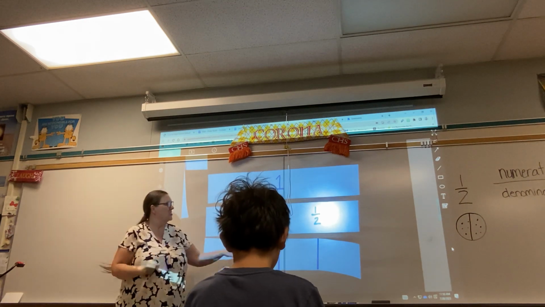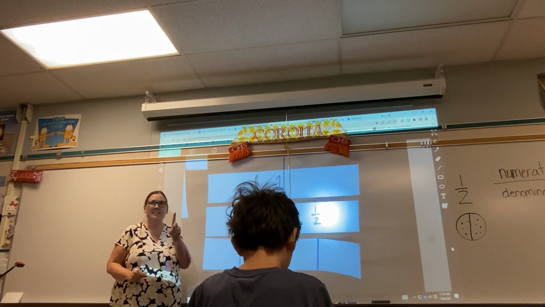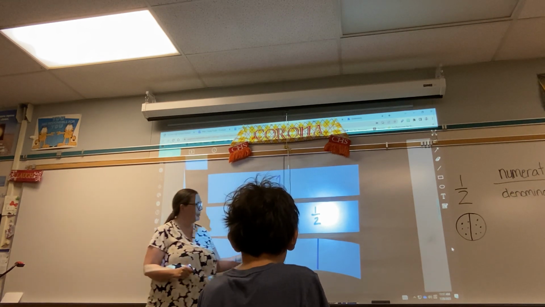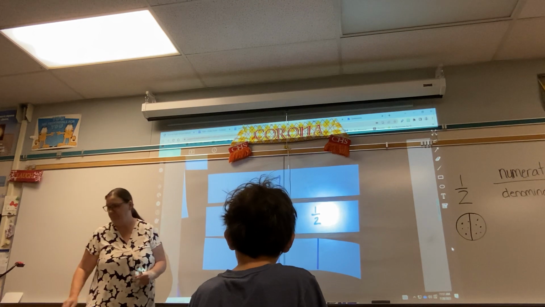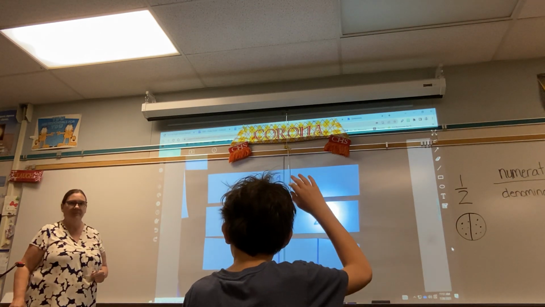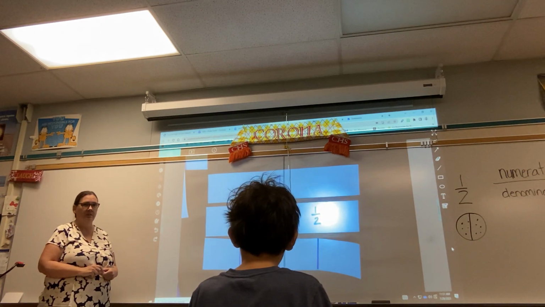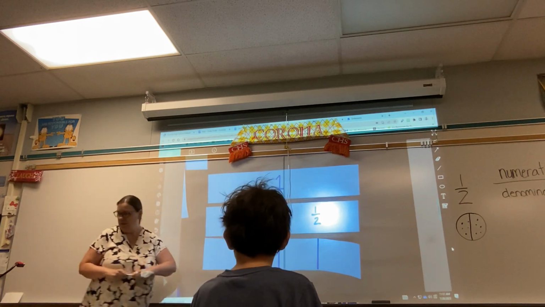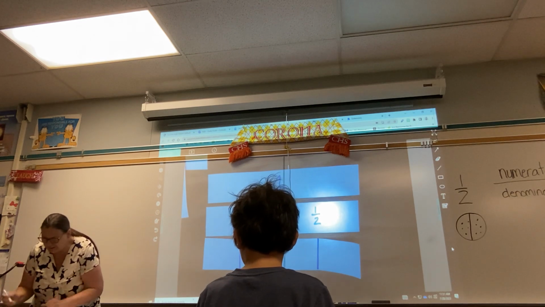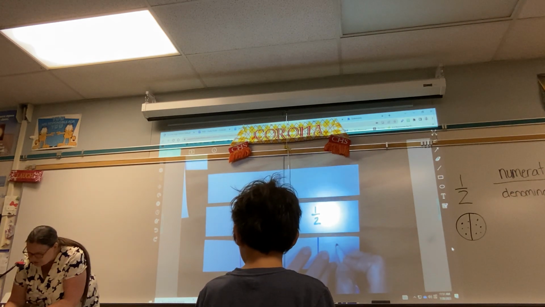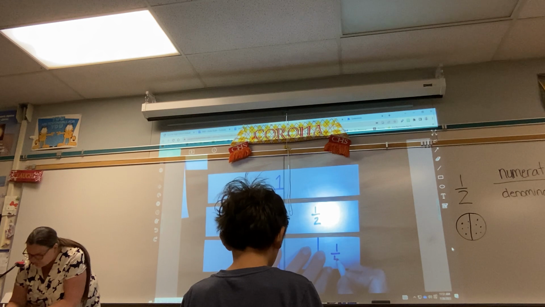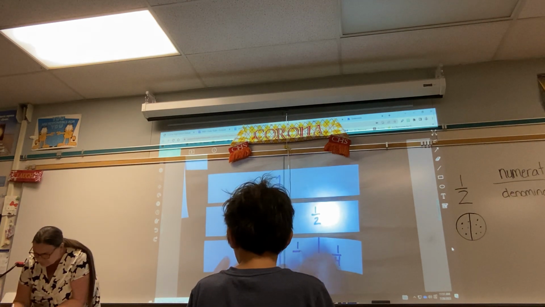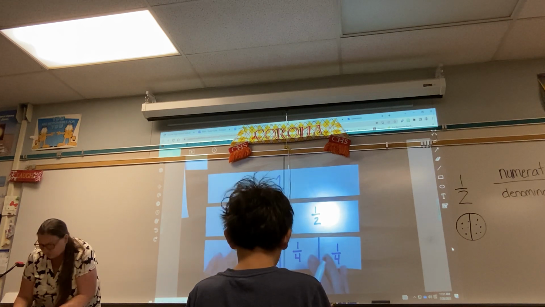Good job. Okay, so my next question is, what do you think is going to be the denominator for the strip we just made? Gavin? Maybe 1/4. It's going to be 1/4, right? 1/4. So, on each of these parts, we're going to write 1/4. And why are we putting the 4 for the denominator, Gavin? Because there are 4 sections.